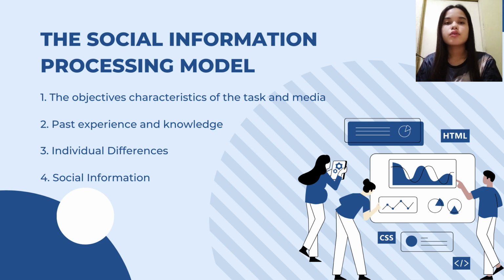The social information processing model. The objective characteristics of the task and media. Task complexity and media attributes play an important role in determining the most suitable communication approach for achieving desired outcomes. For example, a project team evaluates the task requirements and media capabilities to select the most appropriate communication platform for seamless collaboration.